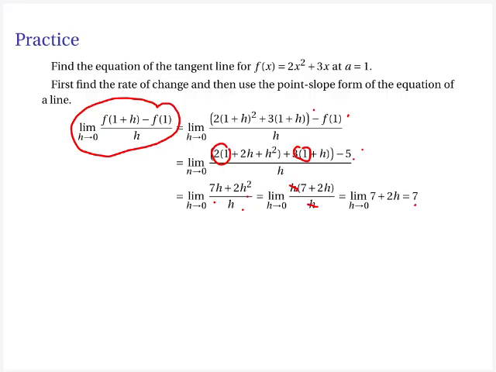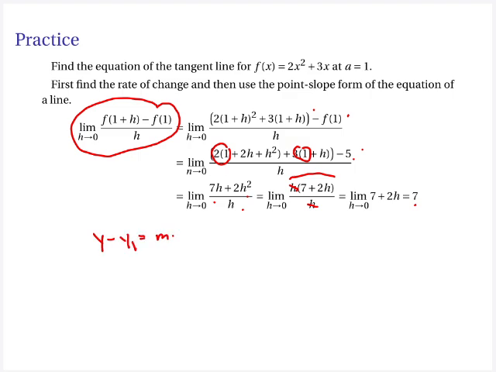And again, the mistake that people will sometimes make is they'll cancel this h and this h, and they'll forget that. No, don't do that. That's a mistake. Instead, you have to factor h out of the entire expression as here. But in any event, we get a 7. So the slope is 7, and then the point-slope form of the equation of the line is going to be y minus y1 equals slope.